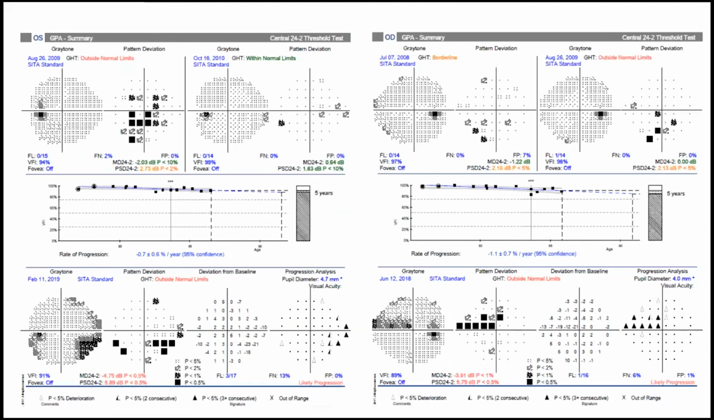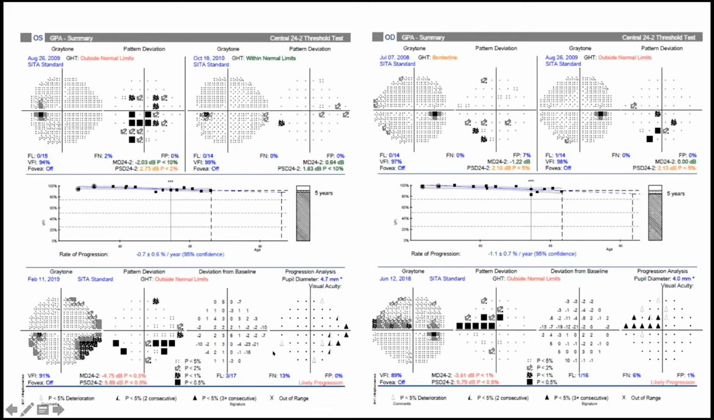Now, if we fast forward a little bit, we can look at his visual field GPA over time. And so these are his first 2 visual fields, 2009, 2010. And if we come down to the most recent visual field, February of 2019, and we come over to this plot right here that has the triangles, this is our event analysis. This is sort of our yes-no question.